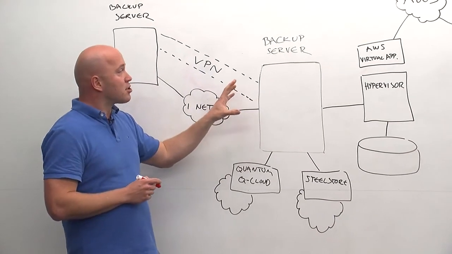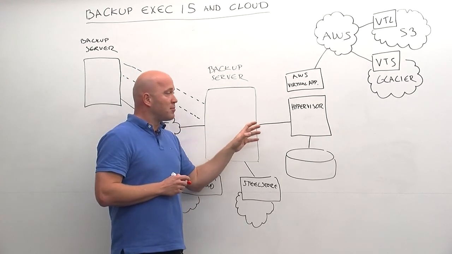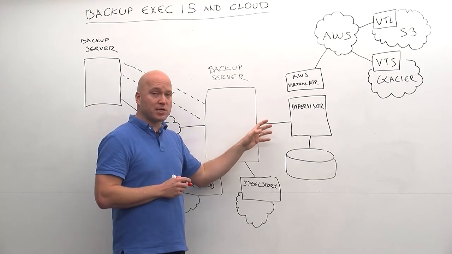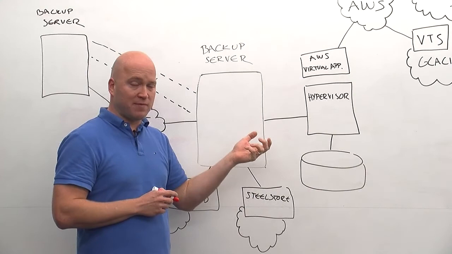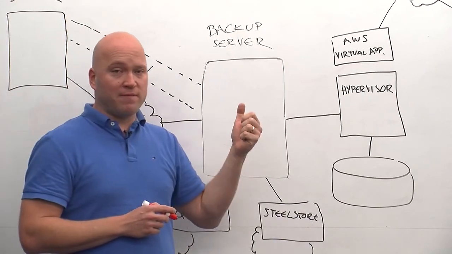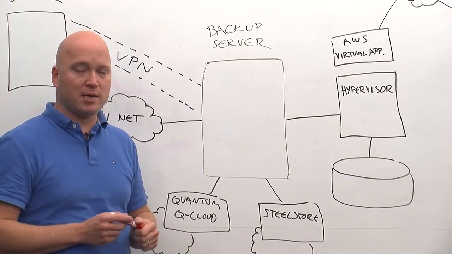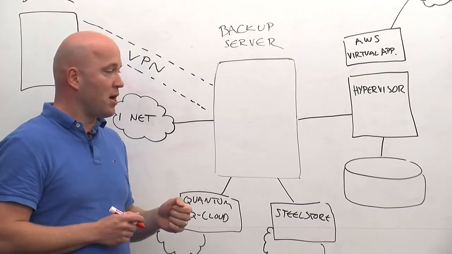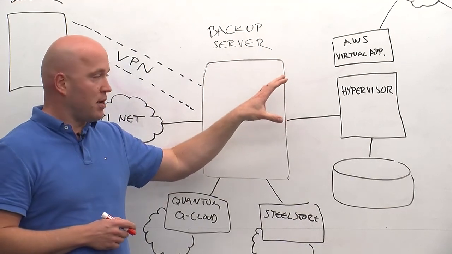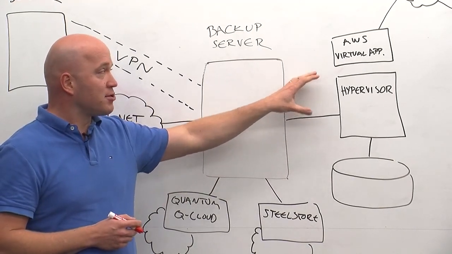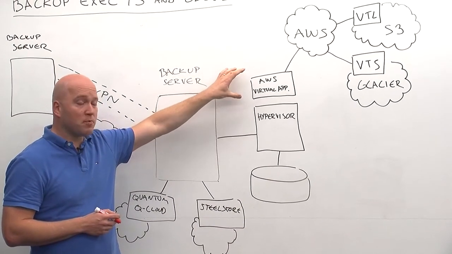We have the Backup Exec server here in the middle, and what we need to do for the Amazon Storage Gateway and Storage Gateway VTL is deploy a virtual appliance of the Amazon Storage Gateway. That can be run on a VMware or Hyper-V hypervisor, or it can also be run on EC2, so as a cloud instance in Amazon's own cloud. In this example, we have Backup Exec running on-premise, and we have a hypervisor that has the Amazon Storage Gateway virtual appliance on top of it.